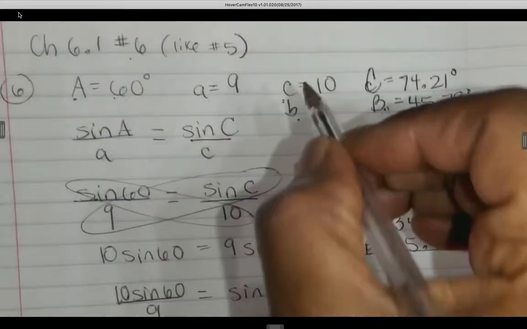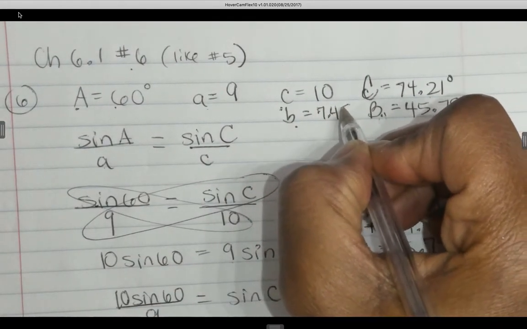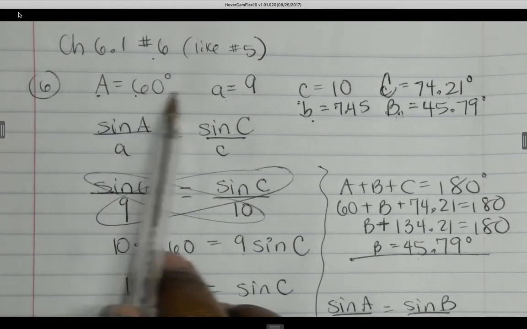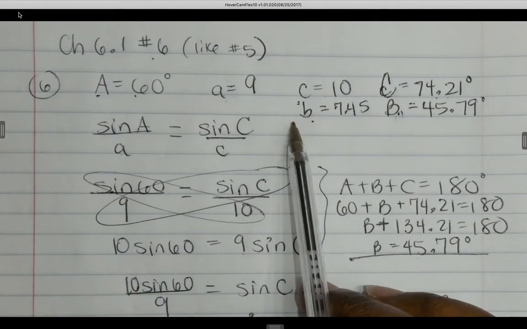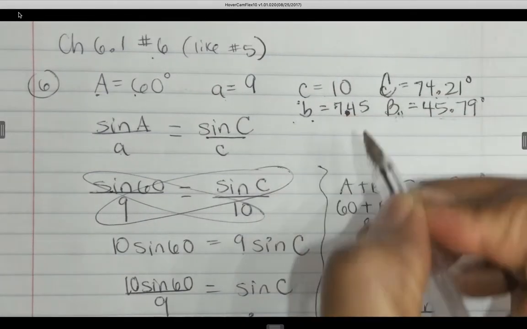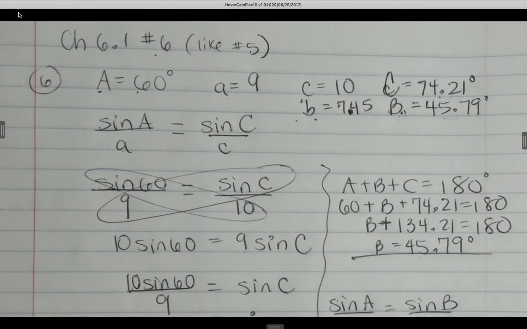All right, so that means we have all 6 pieces of information. We already were given everything about A. We know about side C and angle C. Now we know about side B and angle B. All right, let me know if you have any other questions.